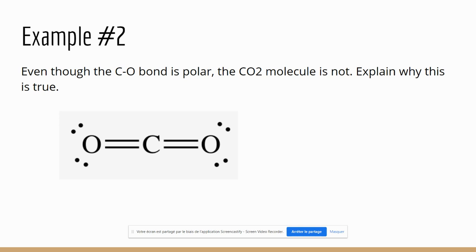If you take a look at this picture, you'll see that there are two CO bonds, and both of those bonds are polar, but they are symmetrically placed around the carbon, which is the central atom, the atom in the middle. So the forces actually cancel out, and we have an overall nonpolar molecule.